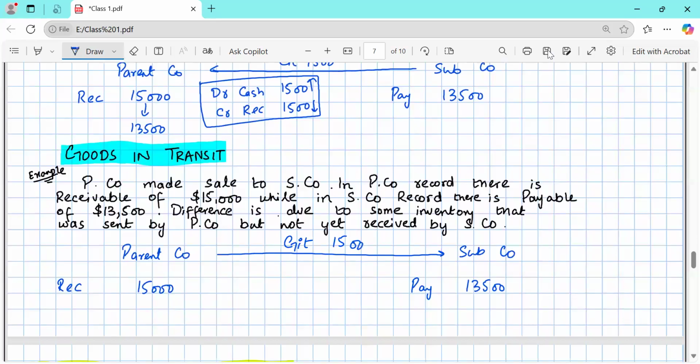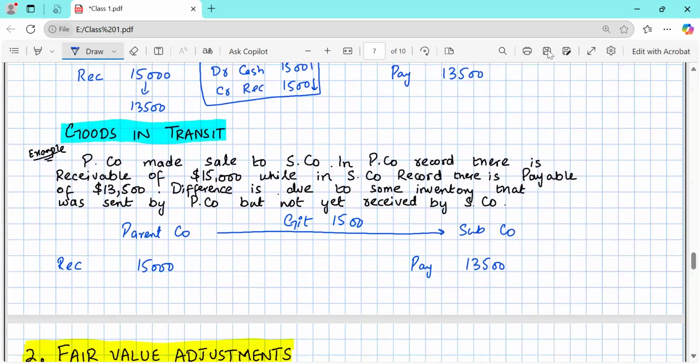Now upon consolidation we will assume that the goods are received. So when the goods are received, what is the entry that we will do? We will debit inventory and credit payables. So it means now your payable will go from 13,500 to 15,000. So now the balance is again matched.